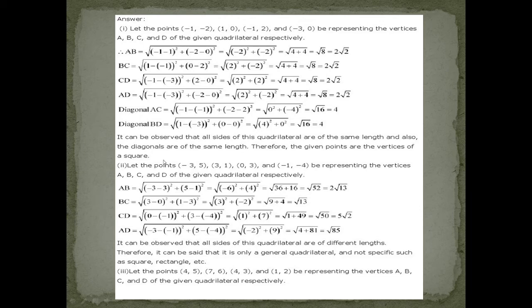And in the next example I'm giving 4 points. Here you can see that none of the sides is equal to any of the other sides. So we can simply decide it's a general quadrilateral and not a square or rectangle. And here I am giving one more problem to you. You can verify whether it is a square, rectangle, or parallelogram.